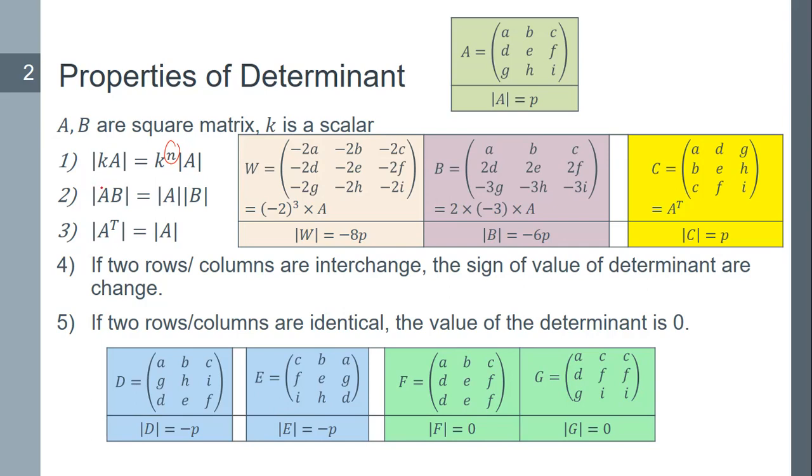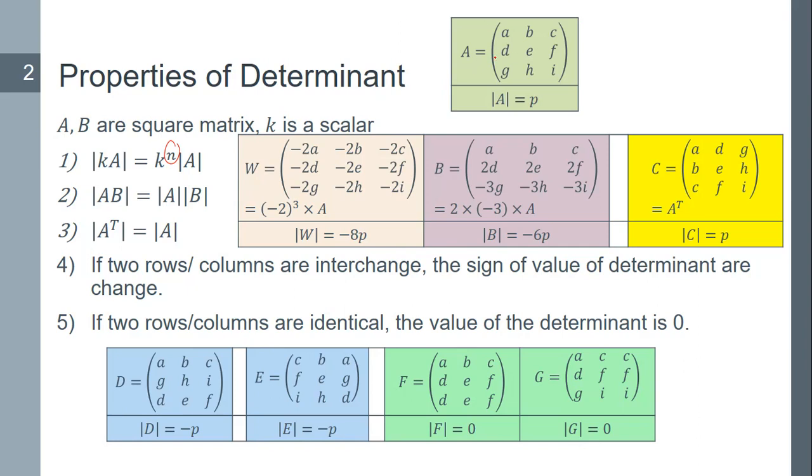If we want to find the determinant of the product of A and B, you find the determinant of A, then the determinant of B, and multiply both values. And the best part of A transpose is that the determinant of A transpose is the same value as the determinant of A. Let us look at an example.